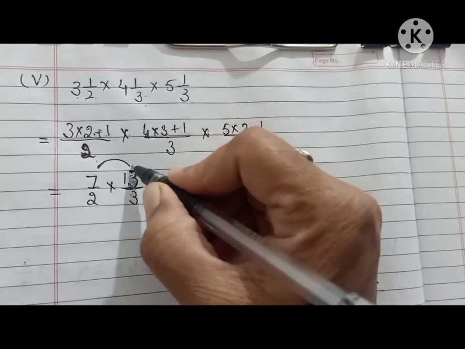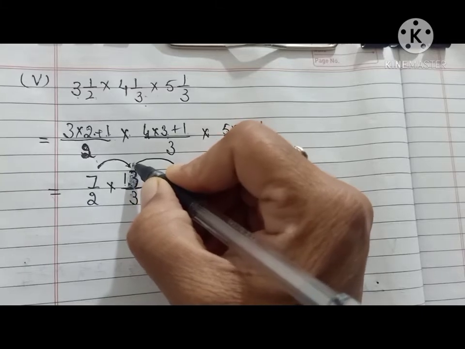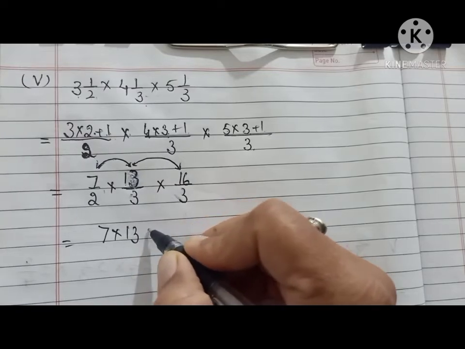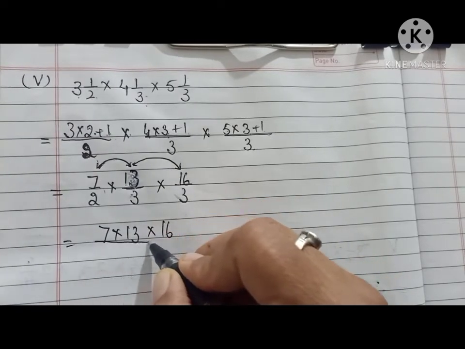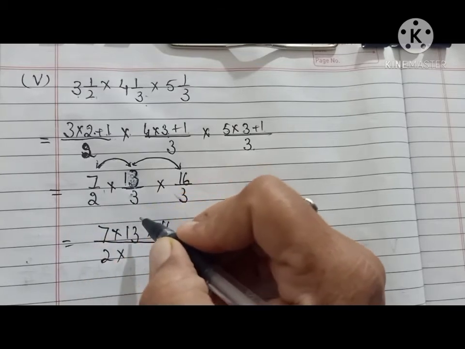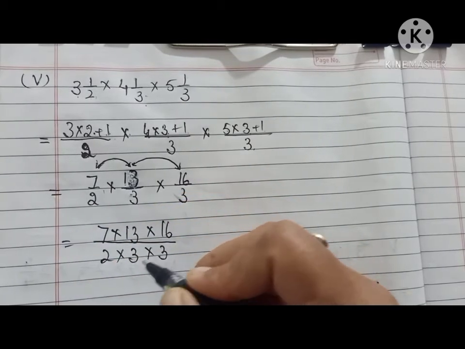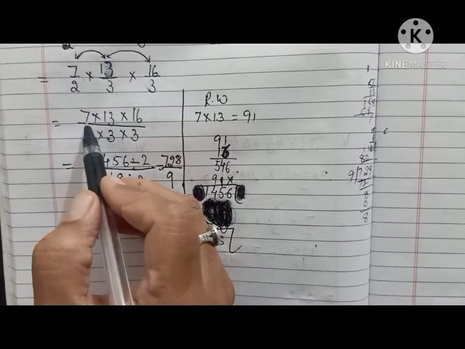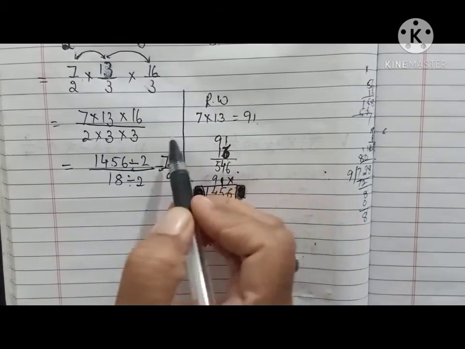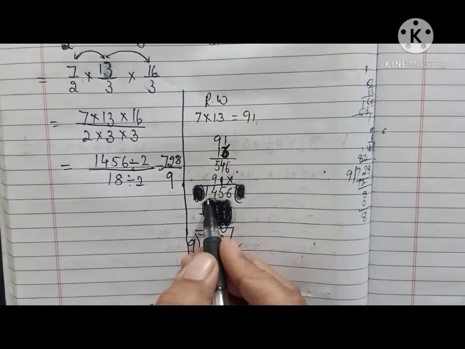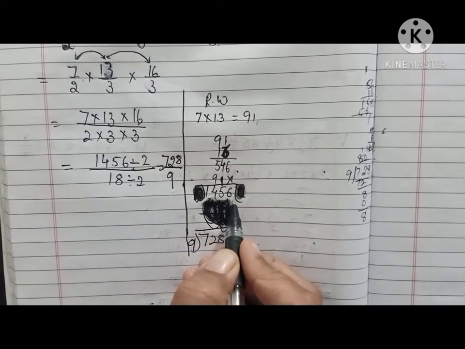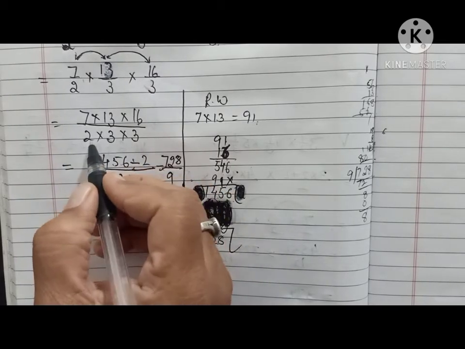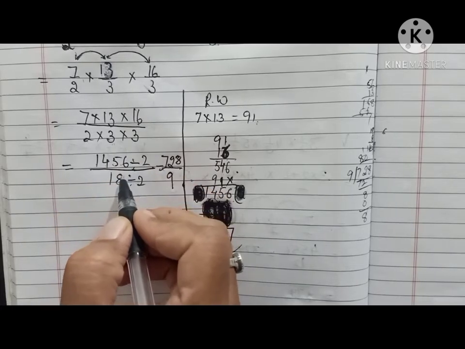Now we can take here the 3 numerators. 3 numerators multiply 7 multiply by 13 multiply by 16 over 2 multiply in denominator, 3 multiply by 3. Now when we multiply 7 by 13, we will get 91. 91 multiply by 16, we will get 1456. Okay. Now 1456, below it the product of denominator is 2 3s are 6, 6 3s are 18.